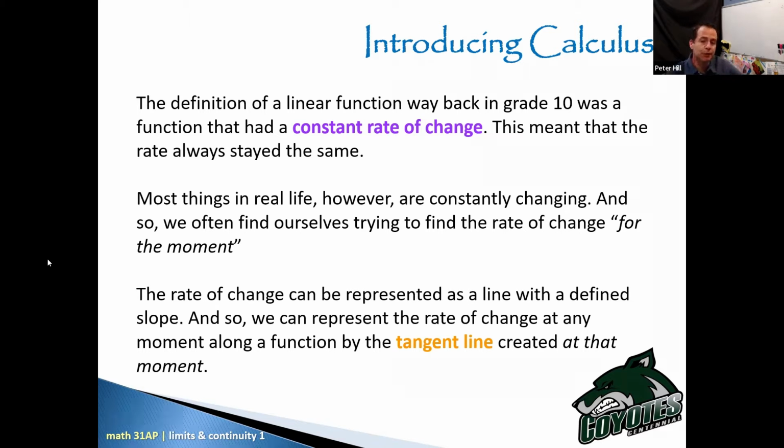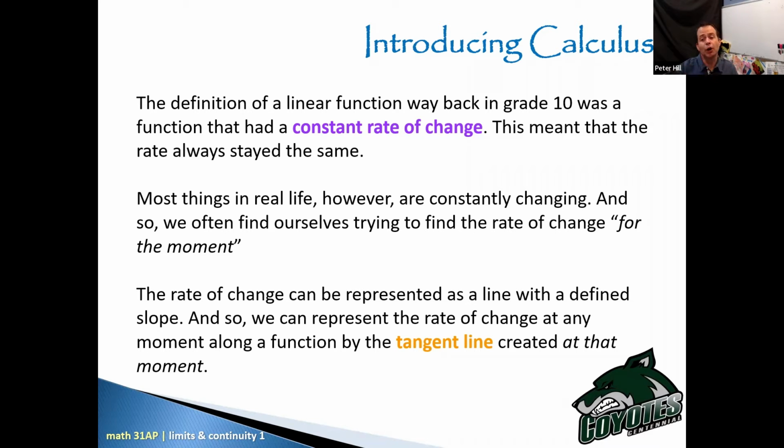Most things in real life, however, are constantly changing. And so we find ourselves trying to find the rate of change for the moment. If I just took a snapshot of some dynamic thing happening in the world, what is going on, click, right at that moment, that's called an instantaneous rate of change. I'll define that in a second, but that's essentially just the rate of change right at that second in time.